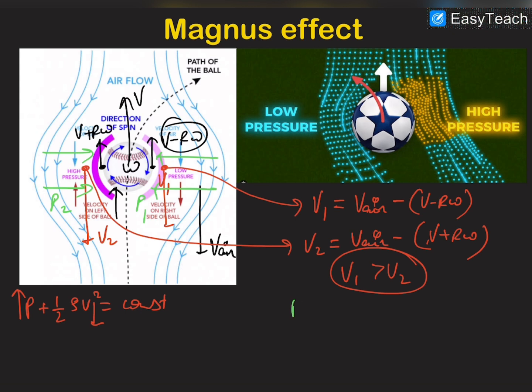So P1 will be lower than P2, and therefore a net force F net will act on the ball in this direction, because the pressure P2 is greater than P1. So by giving a clockwise spin along with the velocity, the ball will swing in this direction. And if I had given an anti-clockwise spin by kicking the ball at this point, then the ball would have swung in this direction.